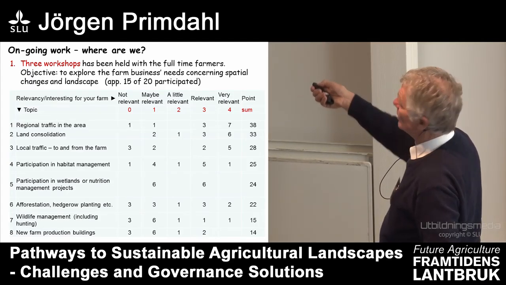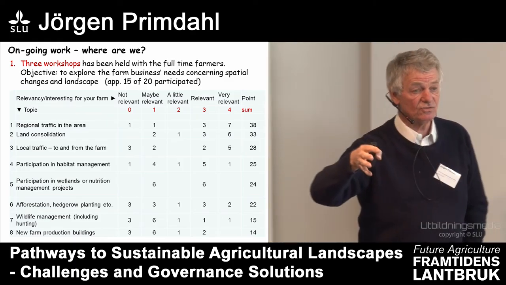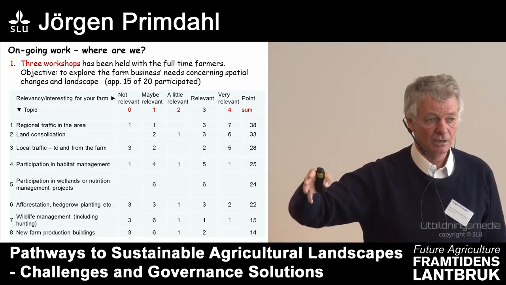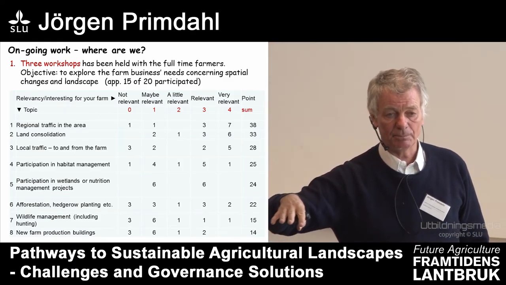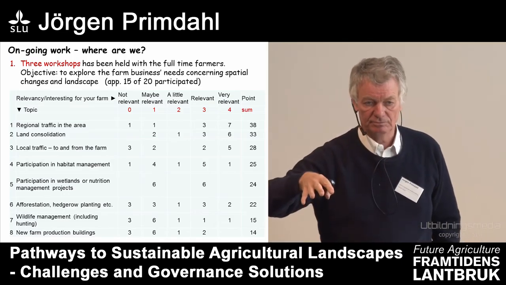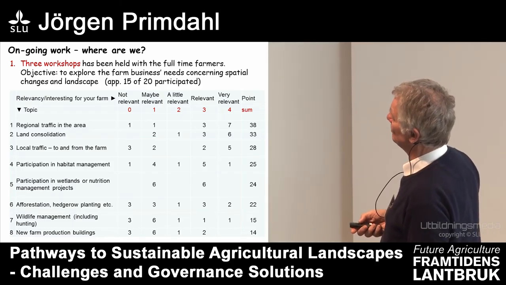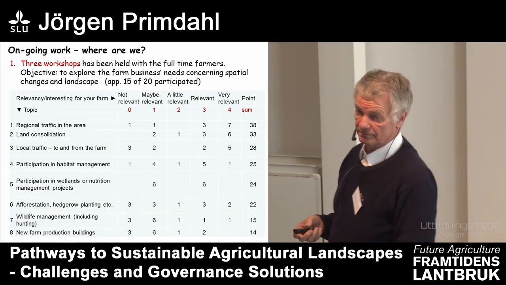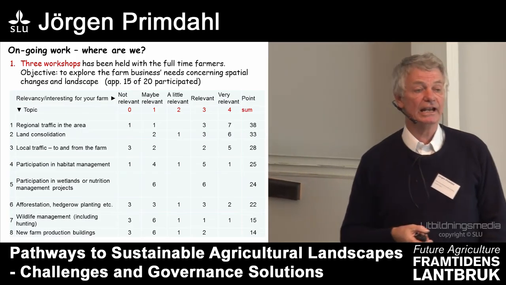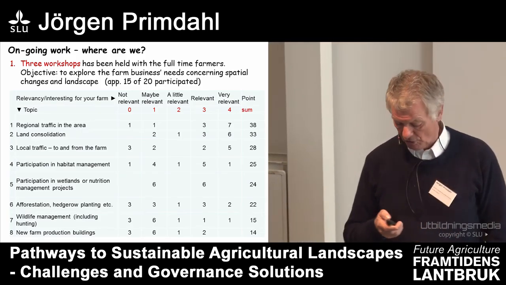Local traffic to and from the farm, two villages, very heavy traffic. The buildings in the village are not built for heavy traffic. It's a problem for people in the village. It's also a problem for the farmer. Can we improve that? Can we reorganize the road work, the local roads?